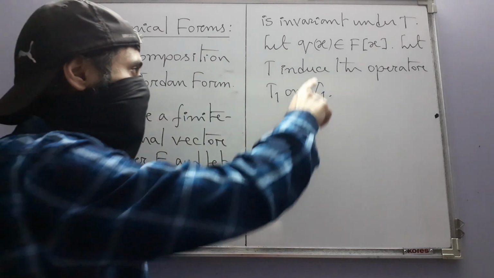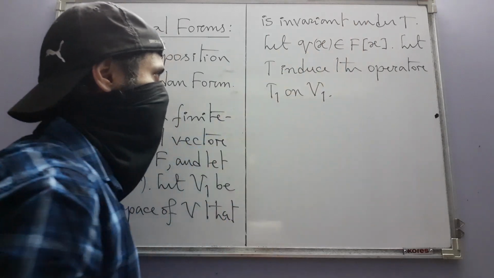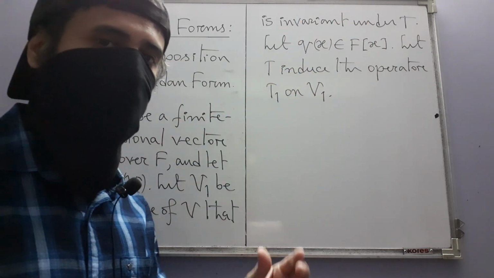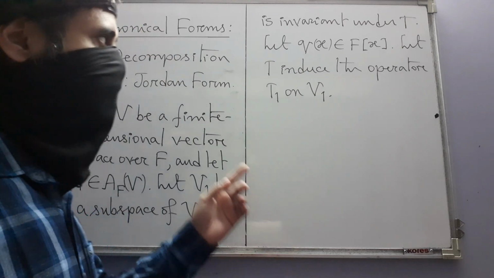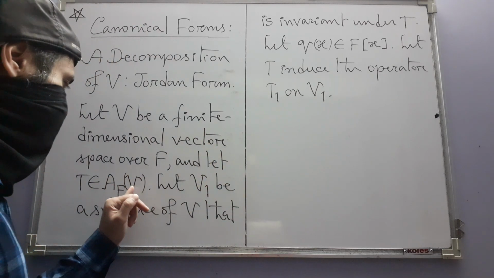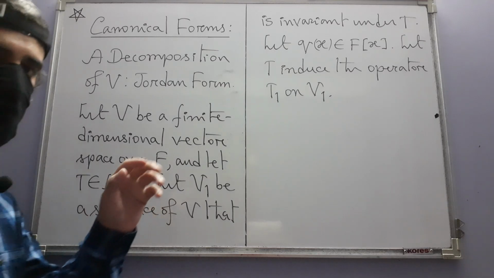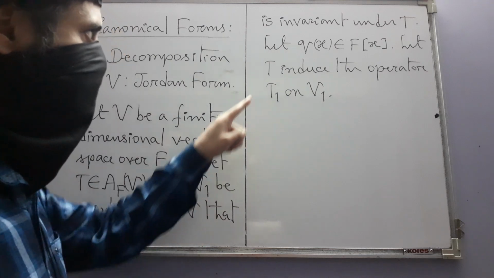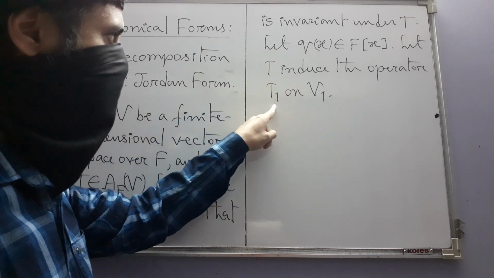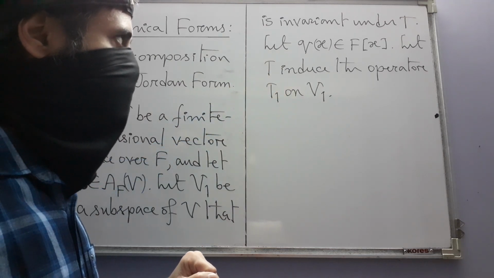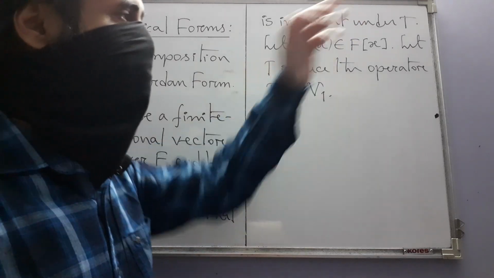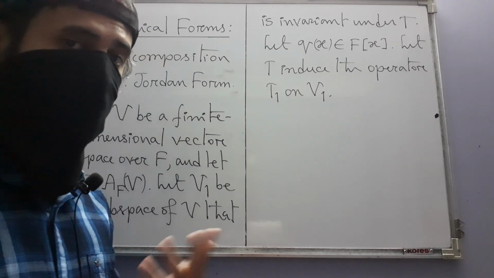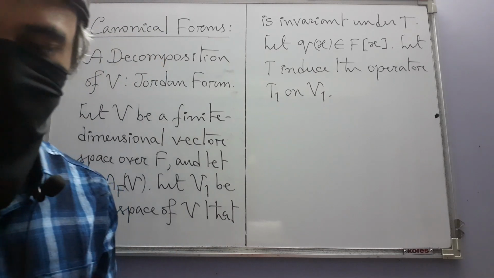If we evaluate this polynomial at T, in other words, if we substitute x by T, then we will get the operator Q(T). That is also an operator on V. So we can restrict that operator as well to the subspace V1, just like restricting T to V1 gives us T1. So what shall we get if we restrict Q(T) to V1? The claim is that we are going to get Q(T1). Let's see if that's true.